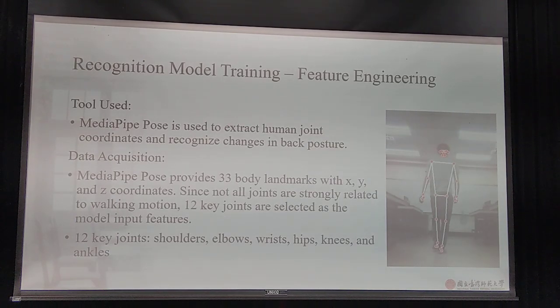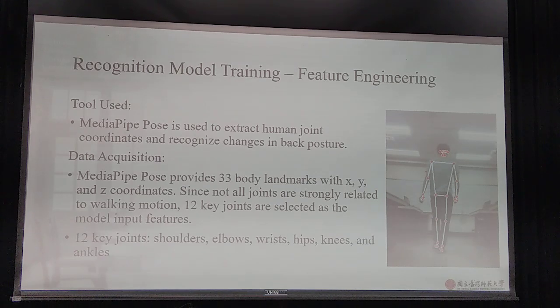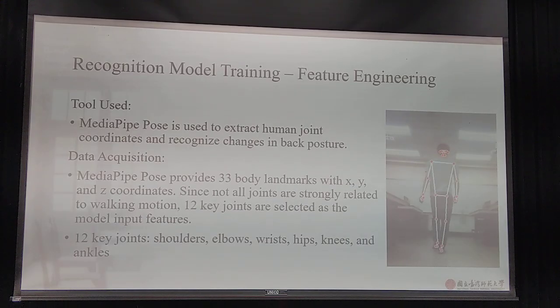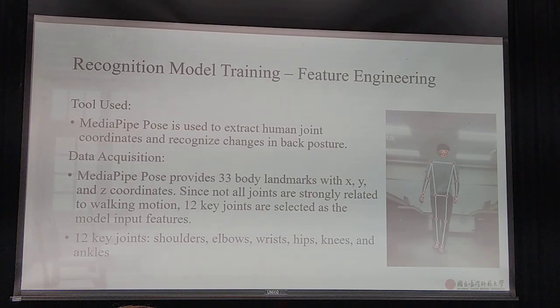MediaPipe is used to extract human joint coordinates from back-view images and recognize changes in back posture. MediaPipe provides 33 body landmarks with X, Y, and Z coordinates. Not all joints are strongly related to walking motion. Therefore, this study selects 12 key joints as input features for the recognition model. Those joints include the shoulder, elbow, wrist, hip, knee, and ankle on both sides of the body.